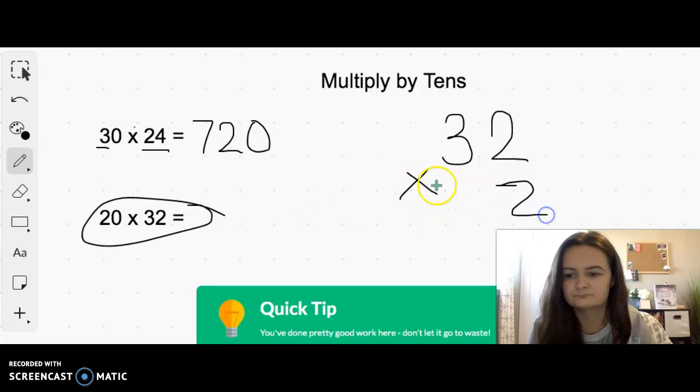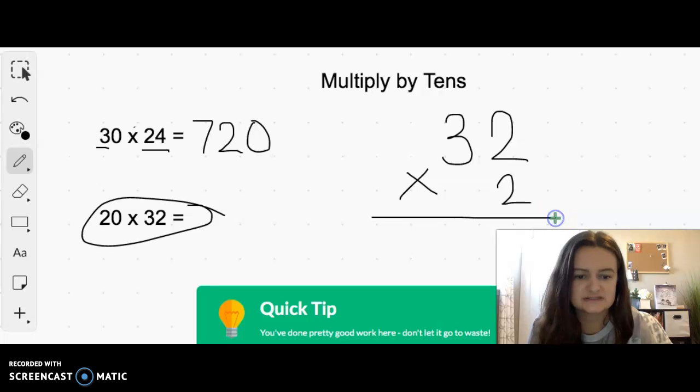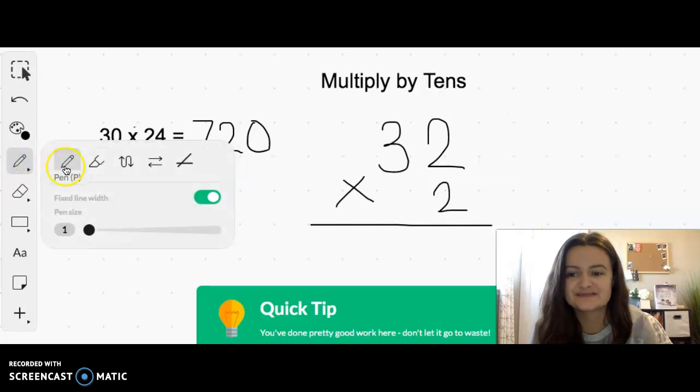Ooh. I'm going to redo that one. There we go. I'm going to set up just like so. There we go. Now let's solve.